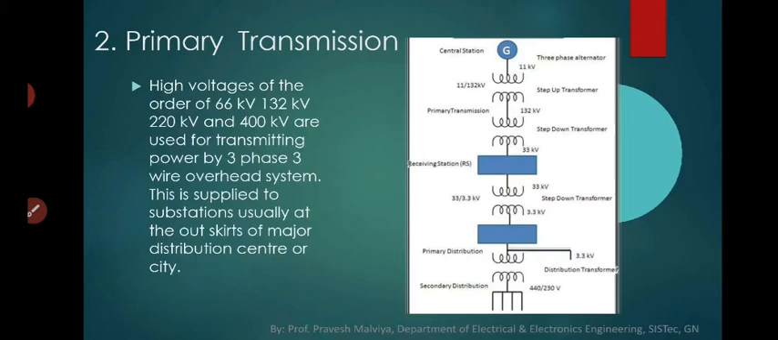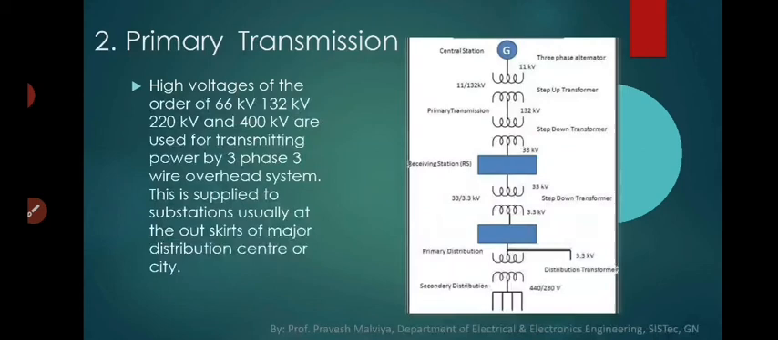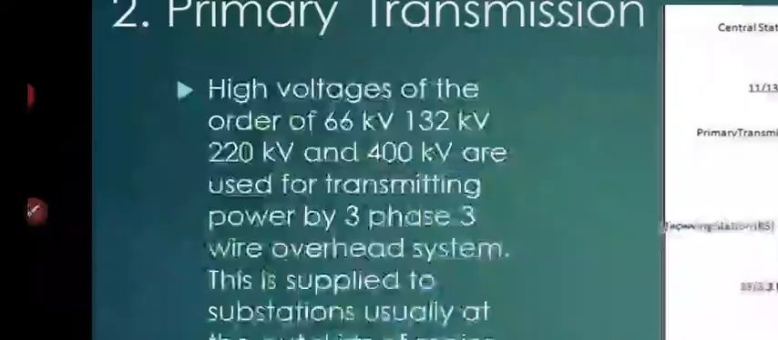So transmission itself can be classified into two subclasses, primary transmission and secondary transmission. This is actually transmission, but according to its voltage level it can be classified into primary and secondary. In primary transmission, the voltage range is about 66 kV to 132 or 400 kV. And with the help of this SLD, single line diagram, we can understand it clearly.